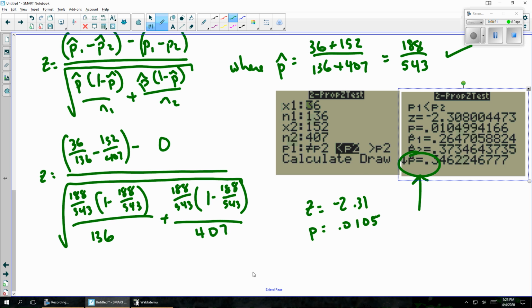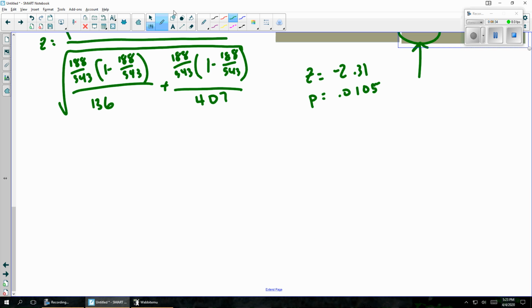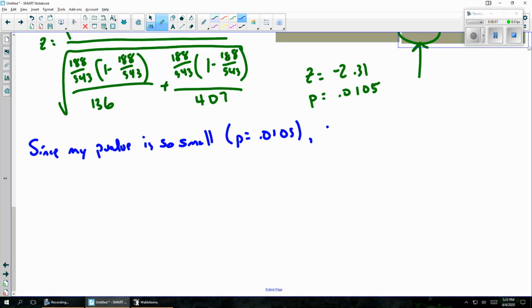And so now finally I need to write a conclusion in context. That's a pretty small p-value. So since my p-value is so small, how small is it? P is 0.0105. Now, if you had an alpha level of 0.01, this wouldn't be small enough and your conclusion would be the opposite of mine. Since my p-value is so small, I will reject H0 in favor of HA. And so what does that mean?